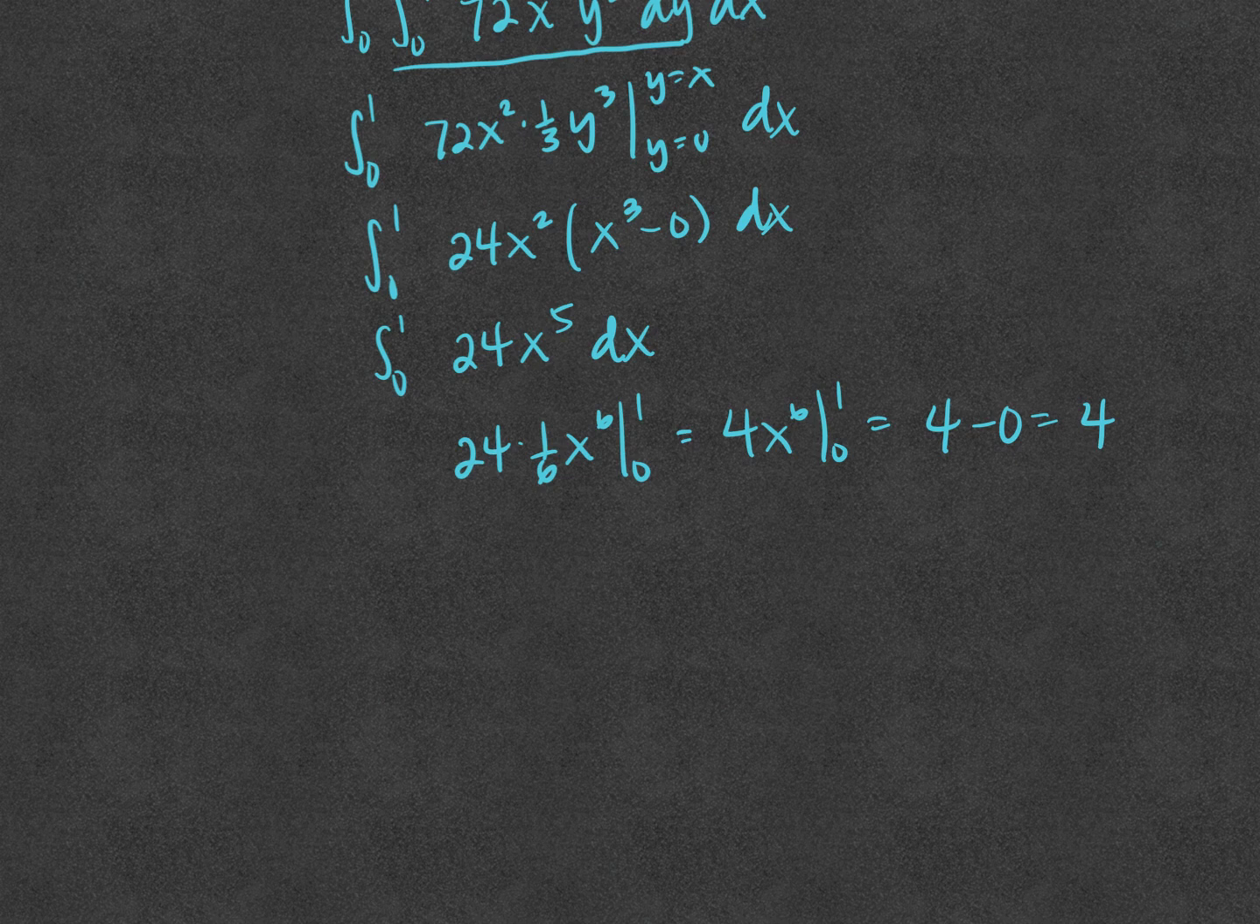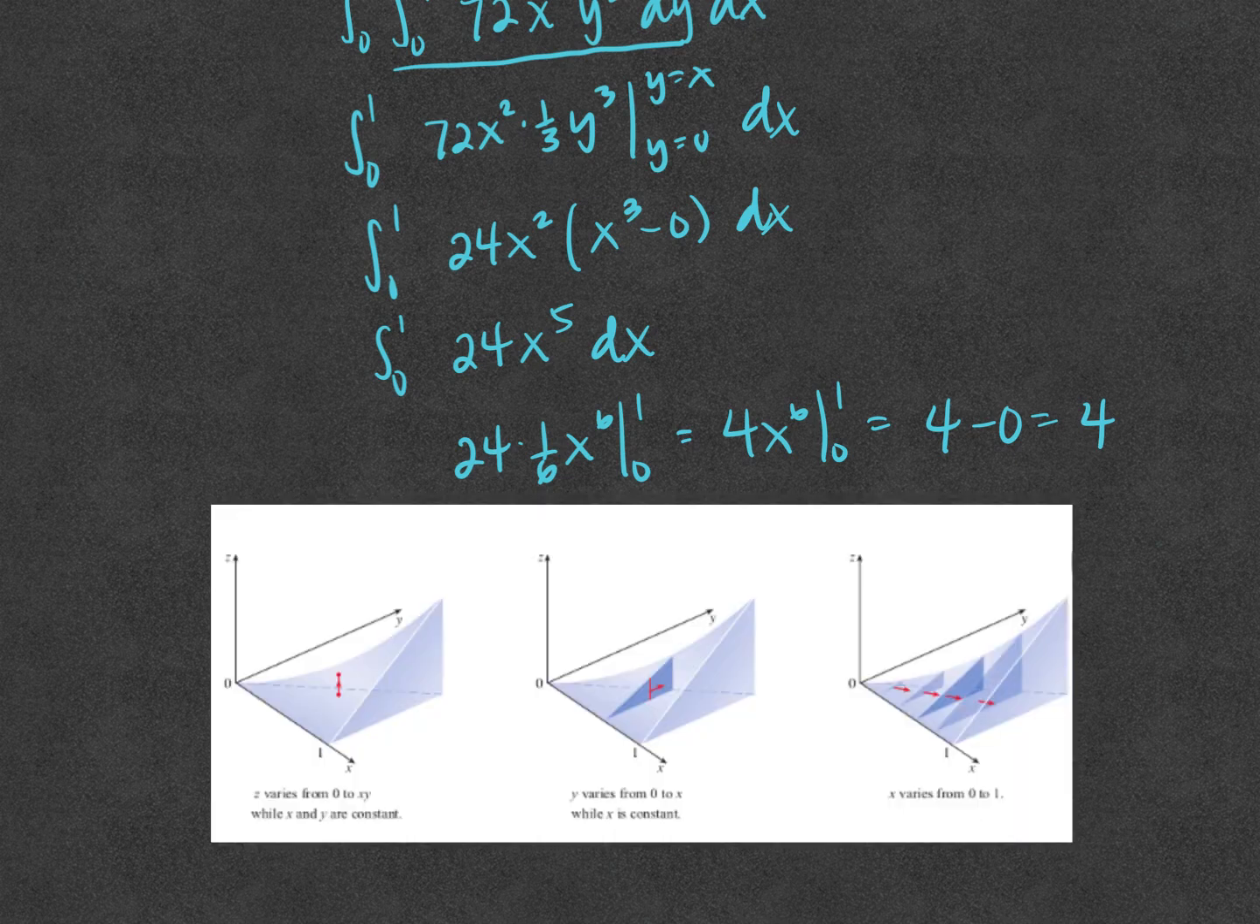So it's not too bad, it's just a little tedious, and we know that to be true. This picture down here shows how the solid E is swept out by the iterated triple integral when you integrate first with respect to z, and then with respect to y, and lastly with respect to x. So it's kind of cool to look at, but not important to be able to draw.